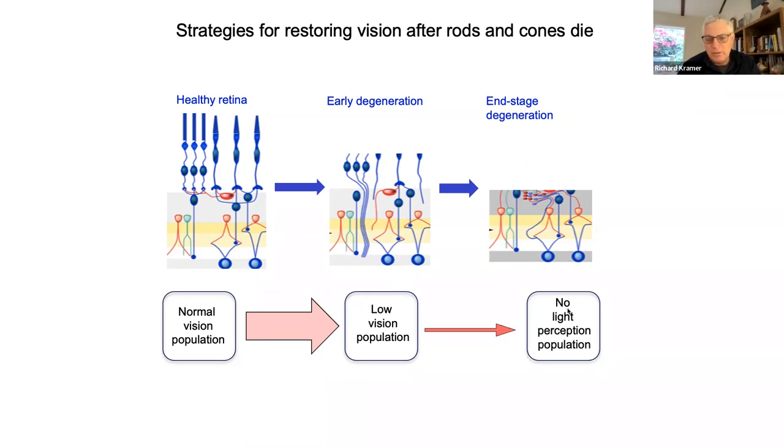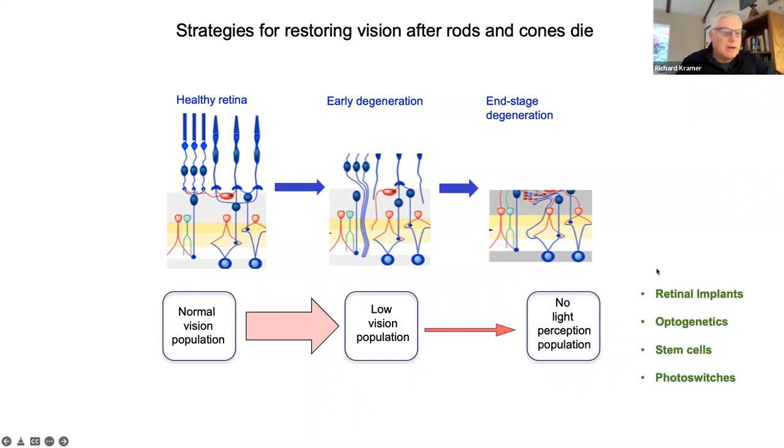restore vision. And these technologies include things you all know about, retinal implants, either positioned in front of the retina, epiretinal implants, or behind the retina, subretinal implants. Of course, the epiretinal implant that's in clinical use is the Argus II, made by Second Sight. And the subretinal implants are designed by a company called Pixium, and they're still under clinical trials in Europe.